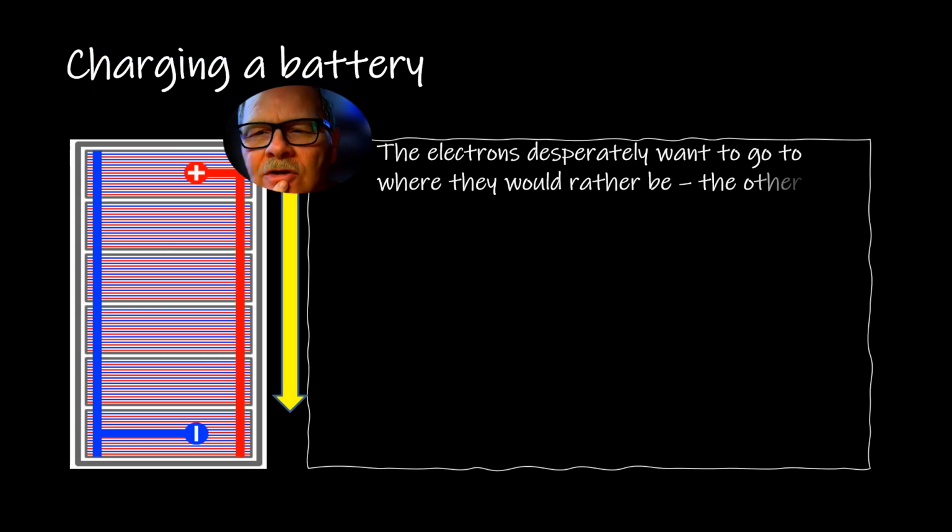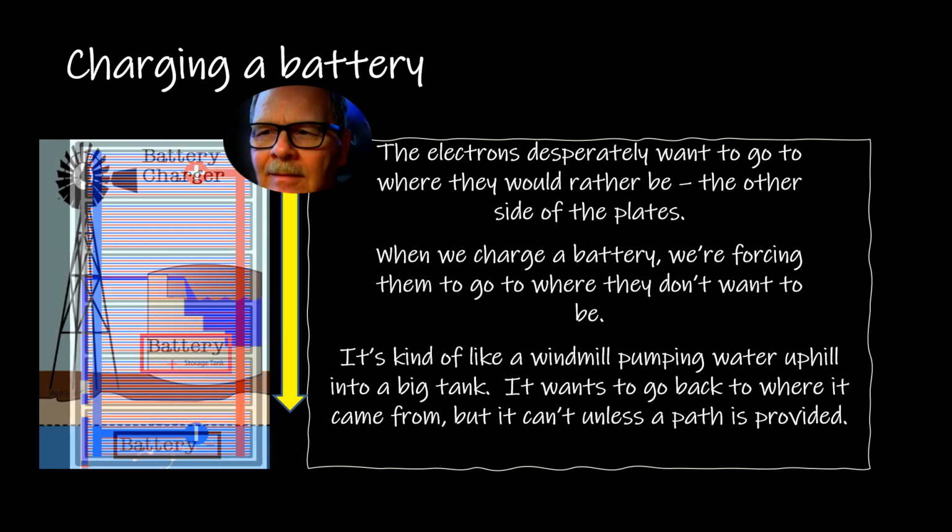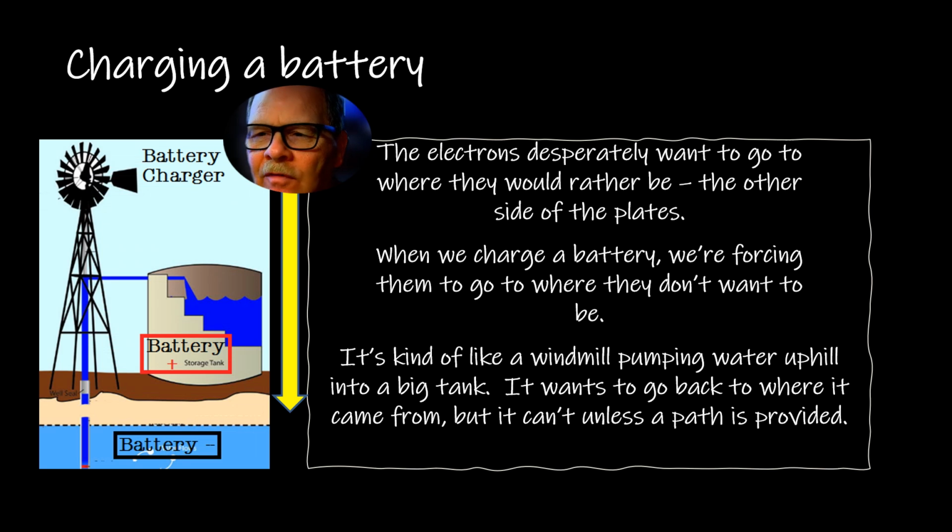So when you charge a battery, the electrons want to go where they'd rather be. We talked about that a minute ago. When we charge it, we're forcing them to go where they don't want to. Imagine yourself pumping water into a tank, and then gravity feeds out of that tank. See, it's going to stay in the tank until there is some path it can take to leave the tank and follow gravity to where it wants to go.